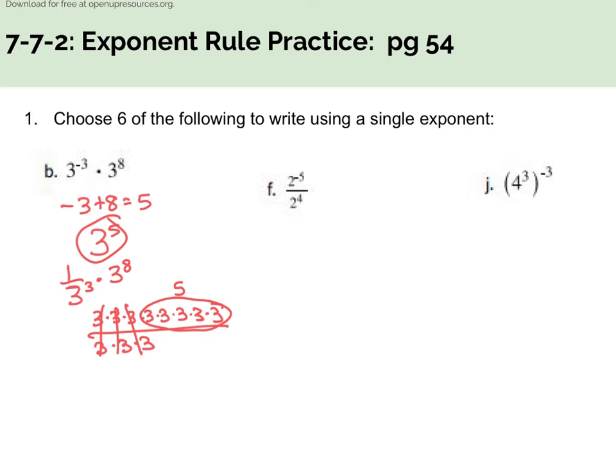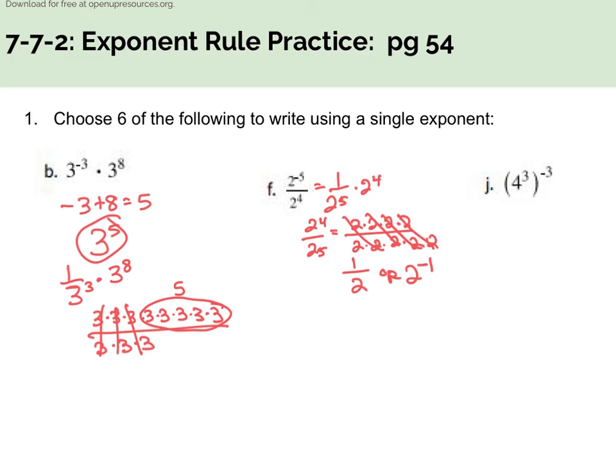If we do the same thing on the next one, as far as the negative exponents, I can say this is 1 over 2 to the 5th times 2 to the 4th. So that's really 2 to the 4th over 2 to the 5th. So we have 1, 2, 3, 4. 1, 2, 3, 4, 5. And we can cross them out. So then I have 1 over 2 left over, or it can be 2 to the negative 1 power.